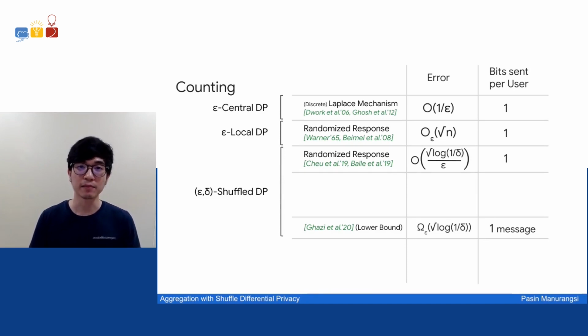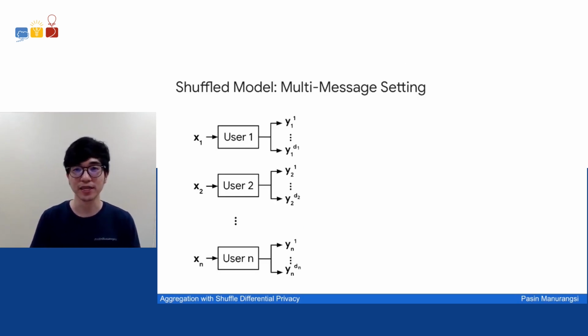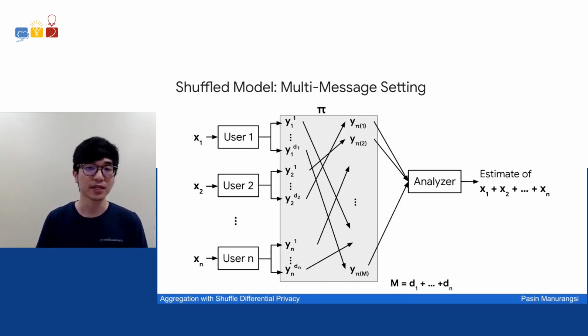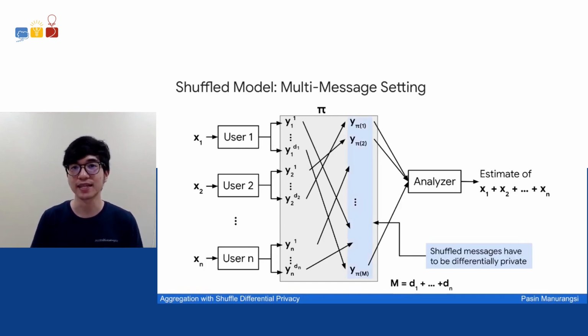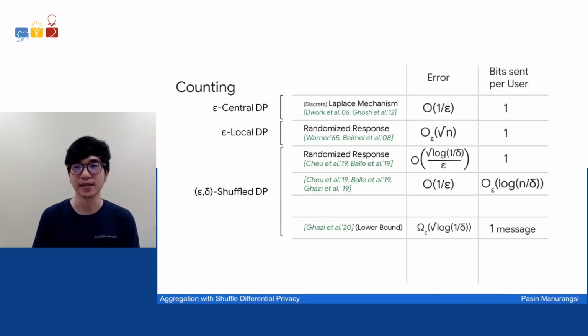And to overcome this lower bound, we will take a look at yet another relaxation of the shuffle model, the multi-message setting, where each user is now allowed to send multiple messages, and all these messages are shuffled together and then sent to the analyzer, who then produces the estimate similar to before. And similar to the single message case, we only require that these shuffled messages be differentially private. Turns out that if we allow multiple messages, we can in fact match the error in the central model, which is the 1 over epsilon here.